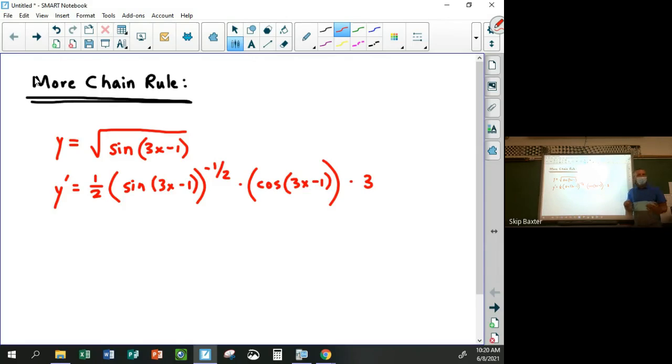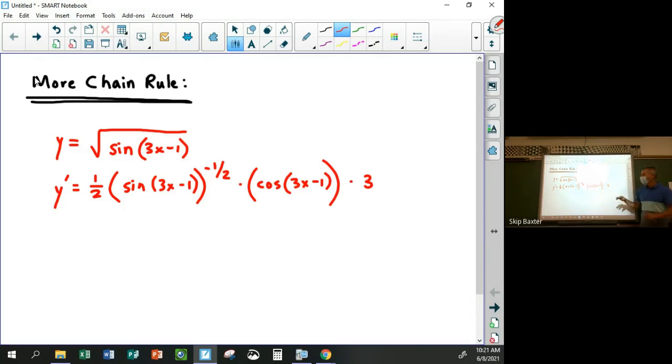So this is one where you had to do the chain rule twice, right? Just think of it as like you have 3 functions, all 3 things had to be differentiated. At first, you took the derivative of the 1/2 power. Then you took the derivative of cosine something. Then you took the derivative of 3x minus 1.